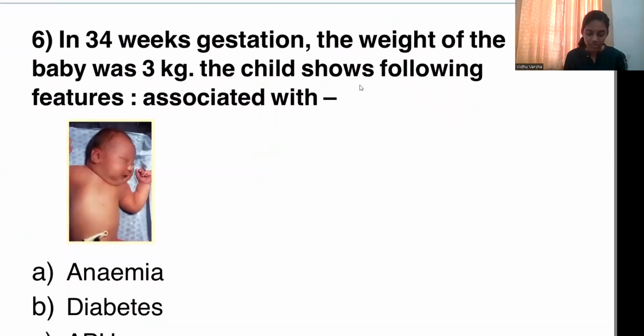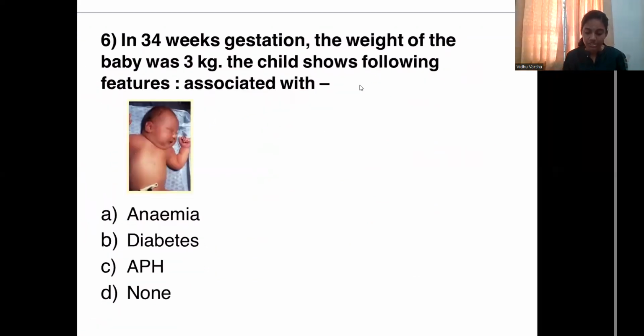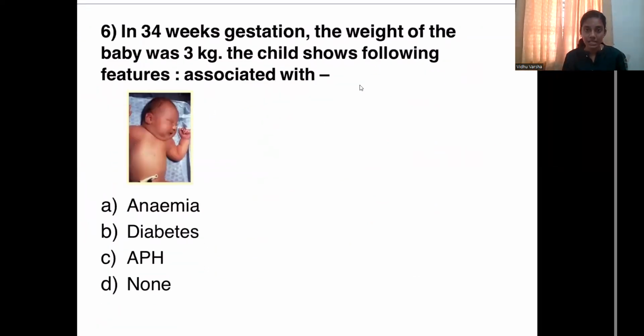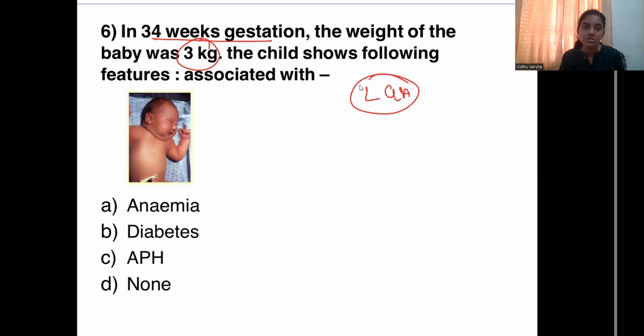Going on to our sixth question. Here, a 34 weeks gestation, the weight of the baby is 3 kg. The child shows the following features, associated with what? So a 34-week gestation with 3 kg means the child is an LGA baby, that is a large for gestational age baby. A large for gestational age baby is associated with a mother with gestational diabetes mellitus. So diabetes will be the answer for this question.